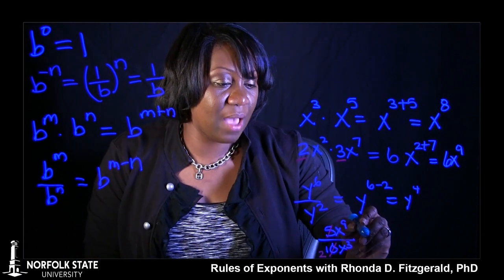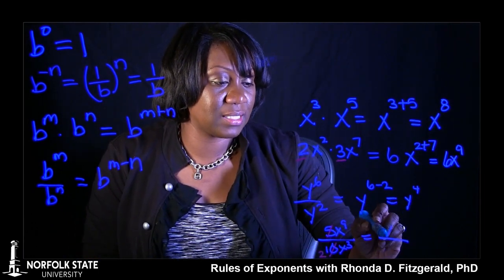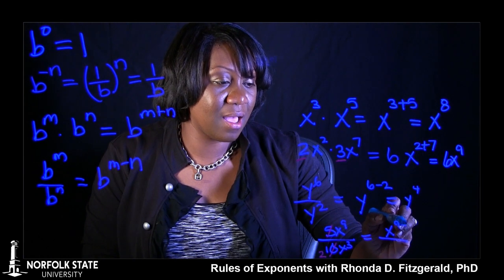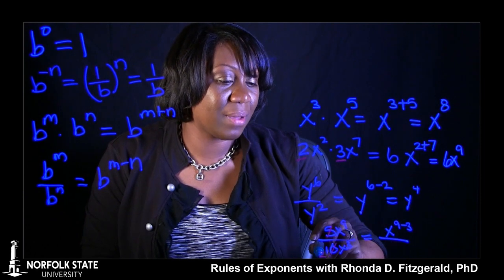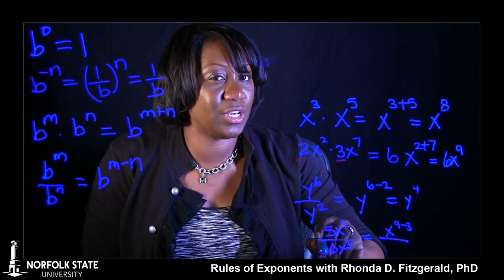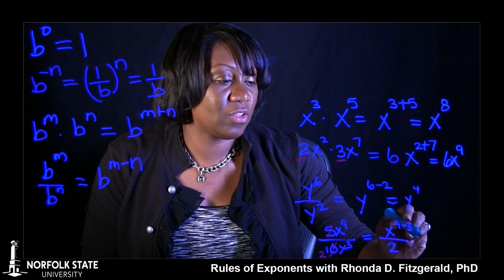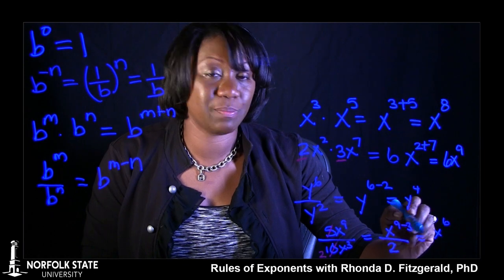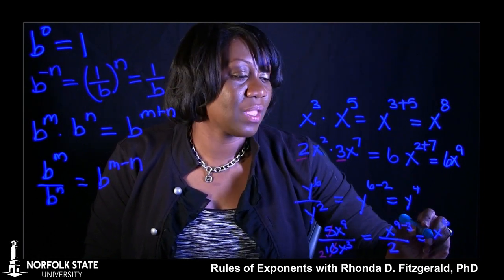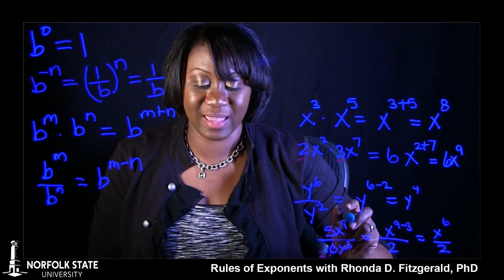In this particular case, I'm going to just draw my line here. I have x to the 9 minus 3. I just used the rule exactly like we did the step before. However, I still have a 2 in the denominator, so I'm going to put that 2 there. So my final answer will be x to the 6th power over 2. So that would be the final answer in that particular case.